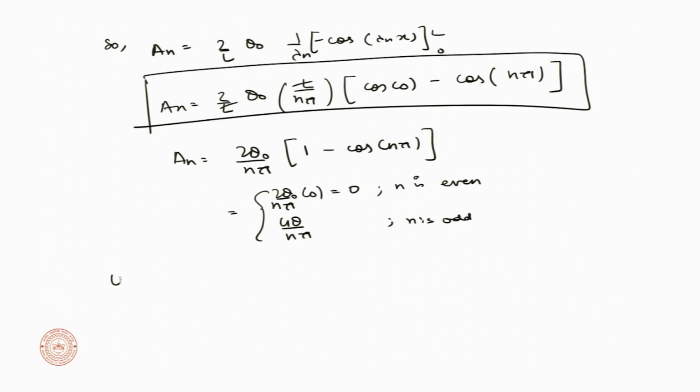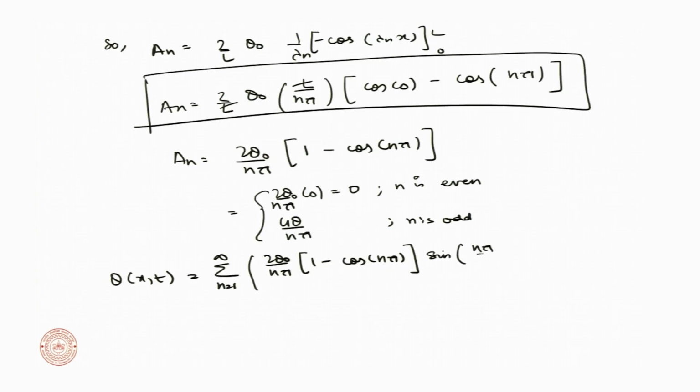We can therefore rewrite our theta of x comma t as summation n equals 1 to infinity of a n, which is 2 theta naught by n pi times 1 minus cos n pi, and we have our sine of n pi by L into x, and our exponential of minus n square pi square alpha by L square into time t. Okay. Now, let us revisit our question, why did we select minus lambda square?